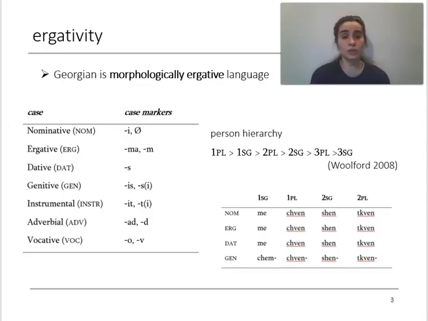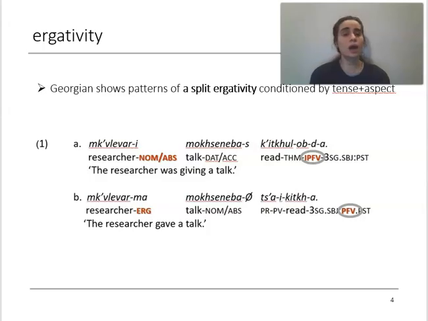Here we have, as you can see, these markers with all nominals, but it is constrained by person. So it's mostly available in the lower end of the person hierarchy. The first person and second person, singular and plural, don't show a morphological ergative marker. Georgian shows patterns of split ergativity, which is conditioned by tense and aspect.